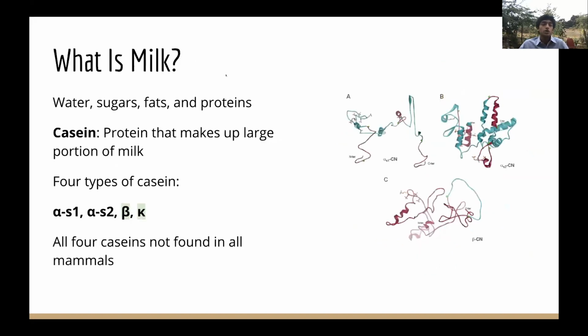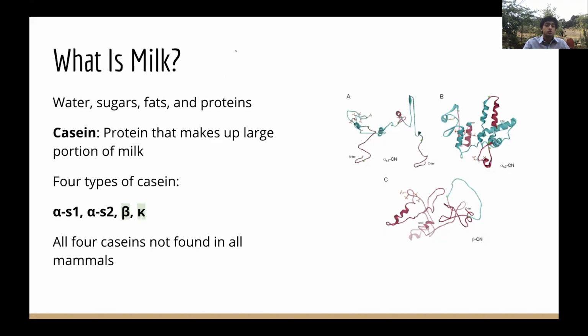So first off, let's explain what milk is before we get into a bunch of these things. Milk is basically a combination of water, sugars, fats, and proteins at different proportions based on the animal. Casein is the protein that makes up milk, and there are four types: alpha S1, alpha S2, beta, and kappa caseins. All four of these are not found in all mammals. Some mammals have all of them, some have a small portion of them. However, beta and kappa casein are almost always found in every mammal.